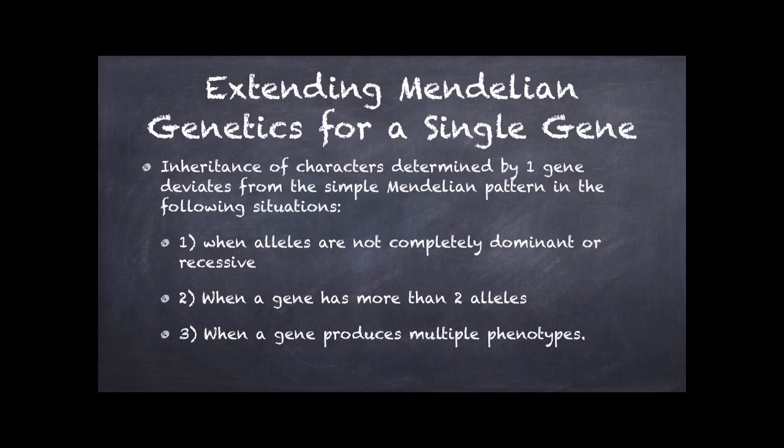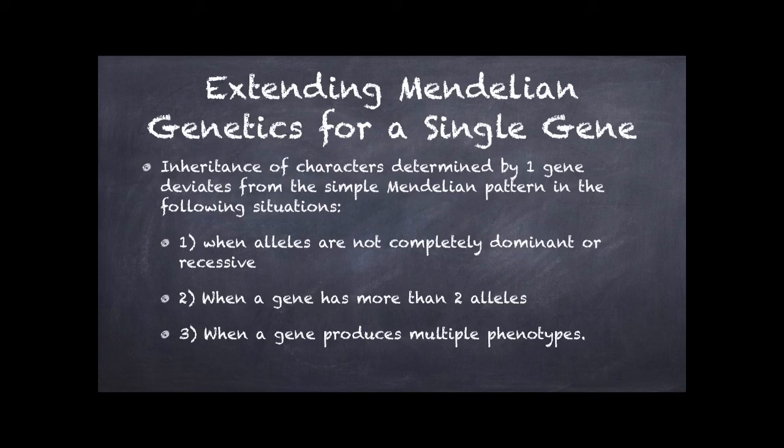So, extending Mendelian genetics for a single gene. Let's talk about how we are deviating from focusing on one gene. The inheritance of characters that are determined by one gene, like the color of the peas and the color of the flowers, follows the Mendelian pattern, the simple rules that he came up with. But they are going to deviate in the following situations. In these situations, we can't really follow Mendel's simple pattern that he came up with.